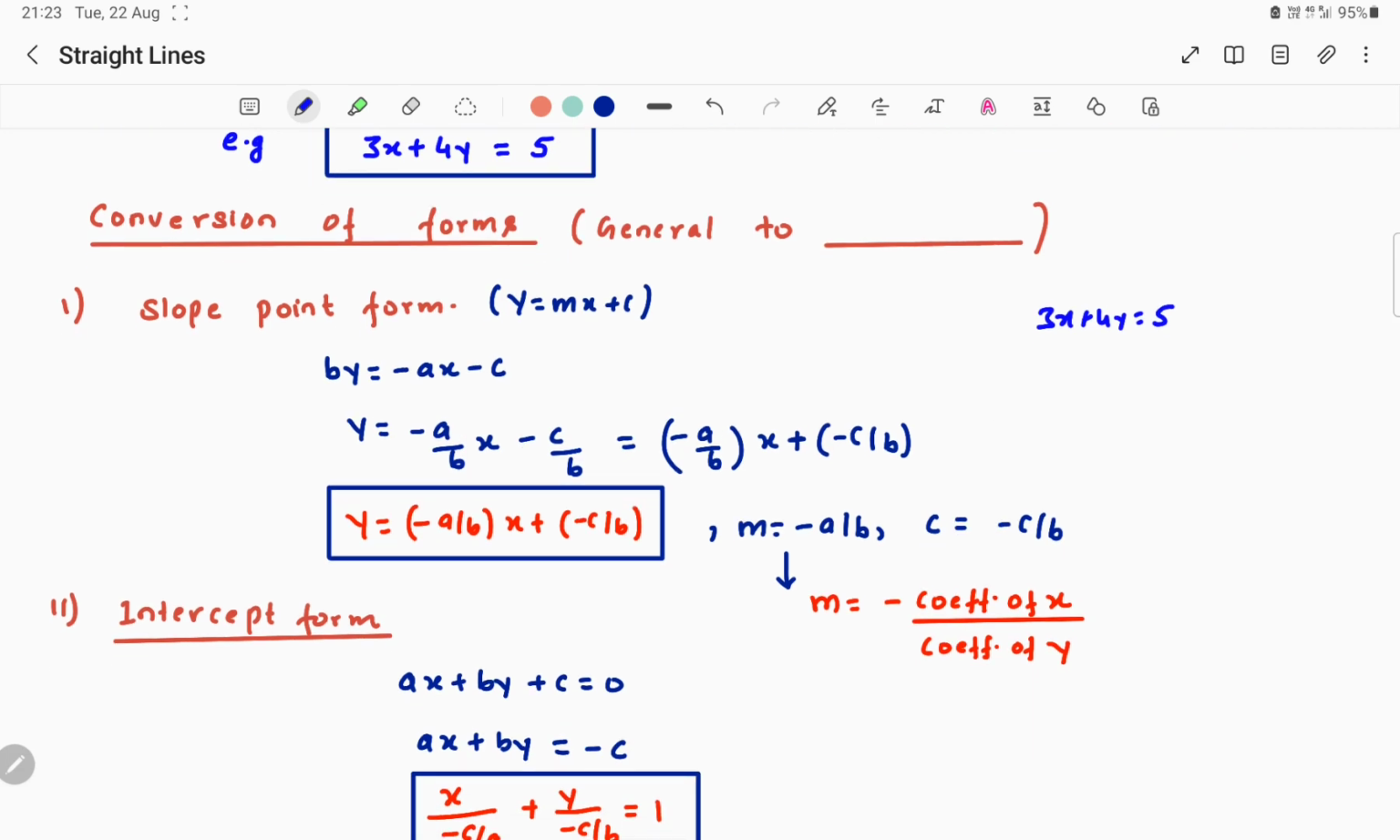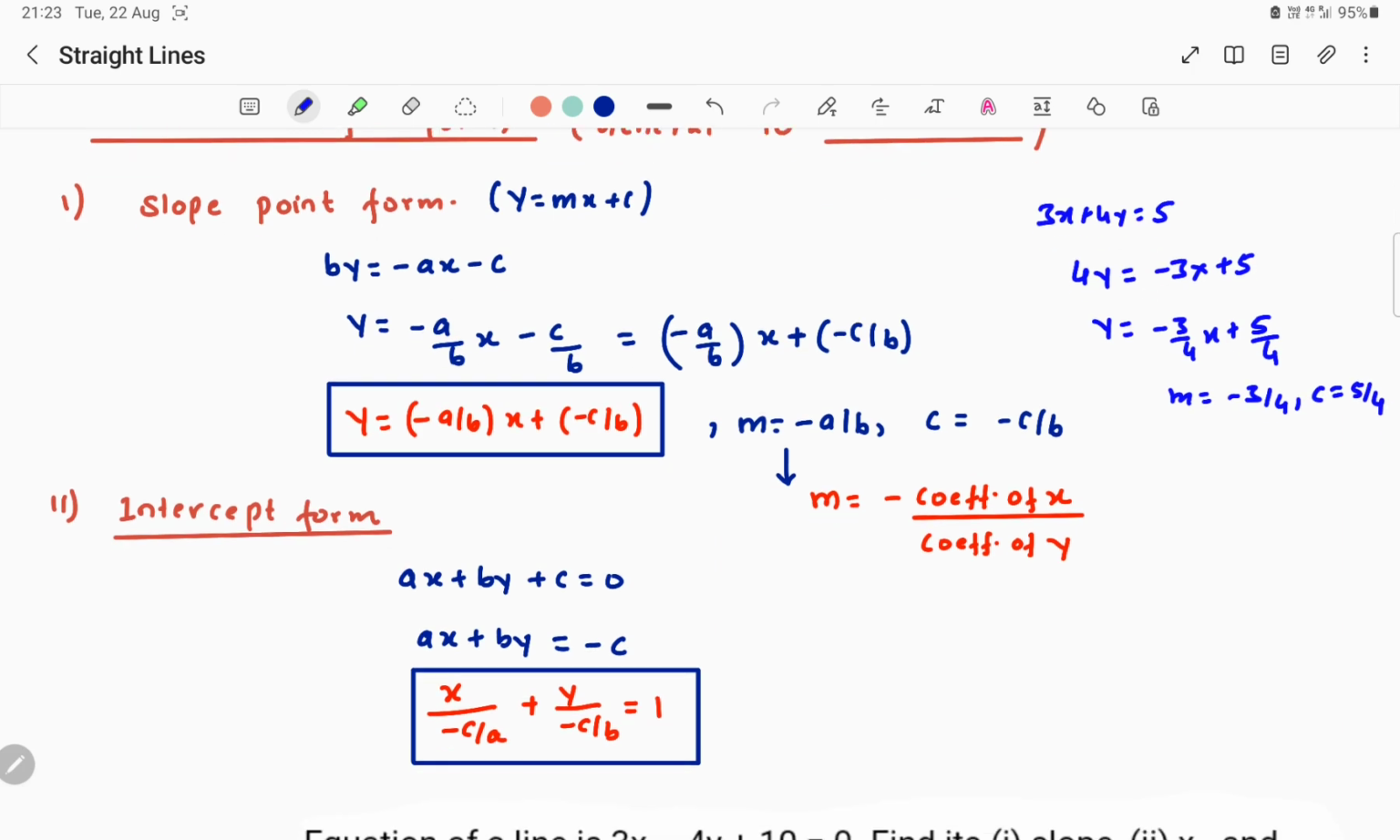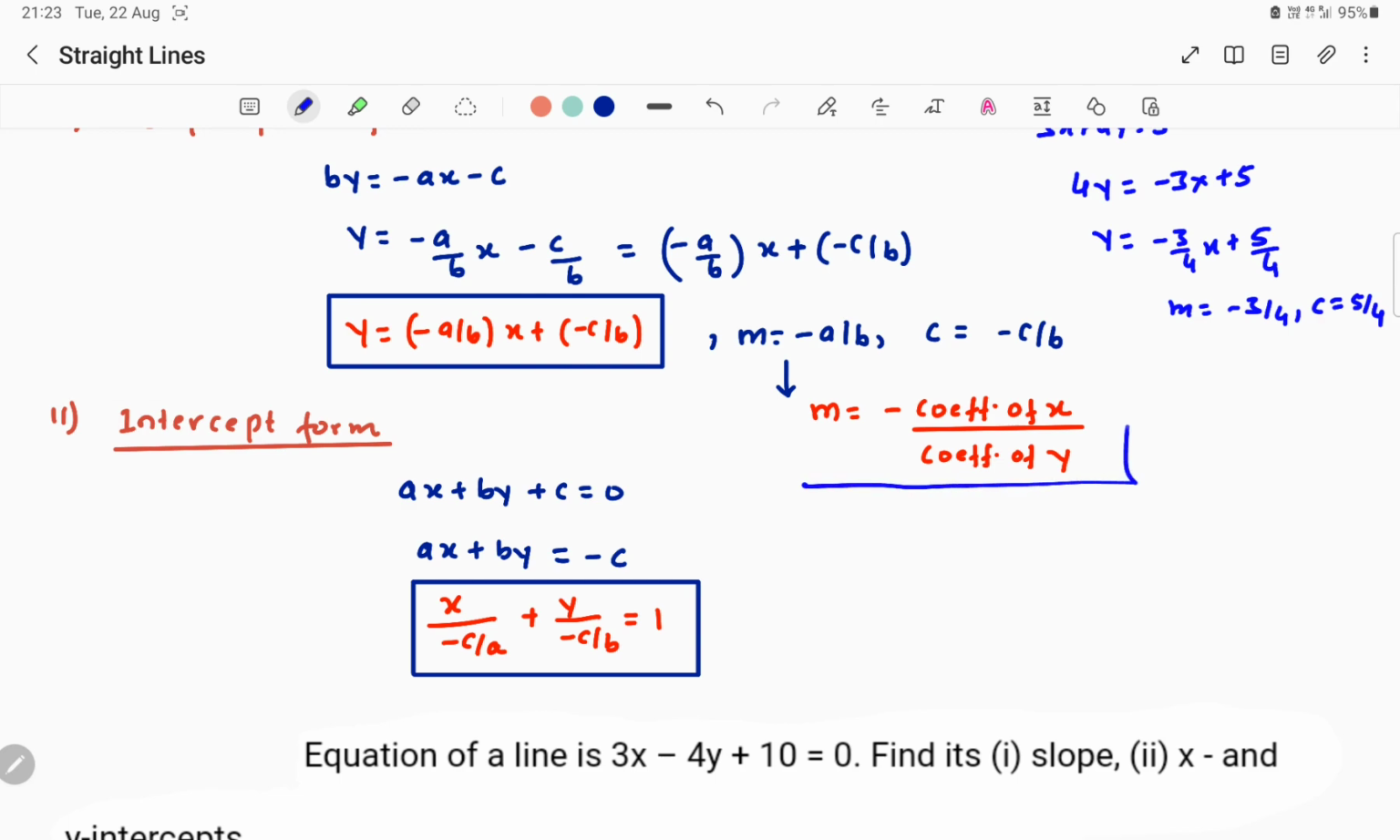If you want to convert it into slope-intercept form, you isolate y on one side. So we can write 4y = -3x + 5. You want only y, so we get y = -(3/4)x + 5/4. By comparing, m = -3/4 and c is how much? 5/4. So remember this: slope is minus coefficient of x divided by coefficient of y.